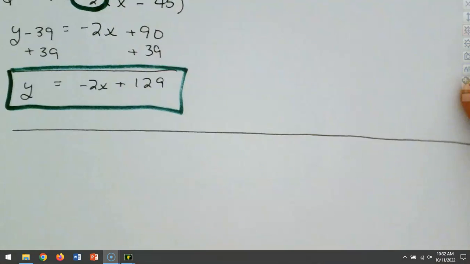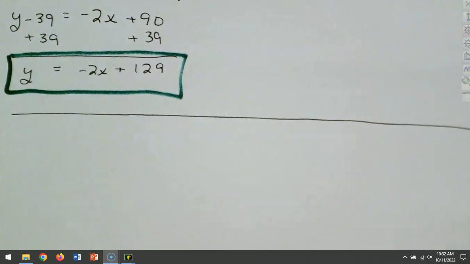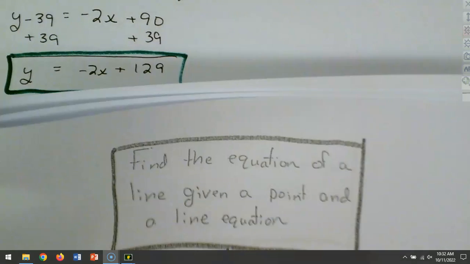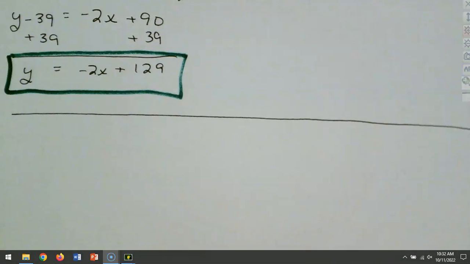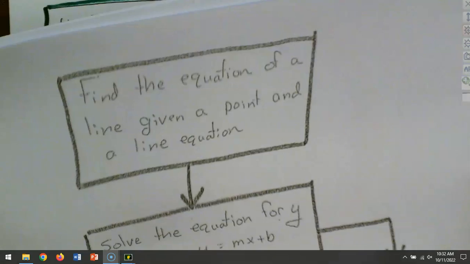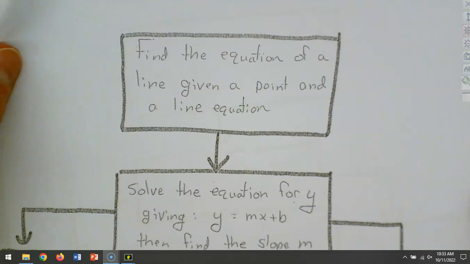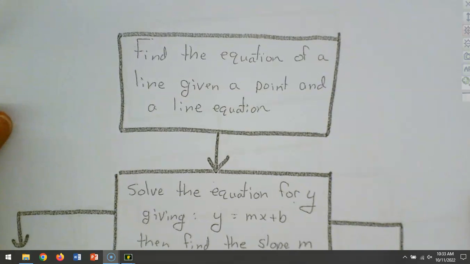We have one more set of problems to do. And this is going to be when we want to find the equation of a line when you're given a point and another line equation. And this is our last flow chart. Let me make sure we're on the last page here. This is the one we want, last page. Okay. Find the equation of a line given a point and another line equation.